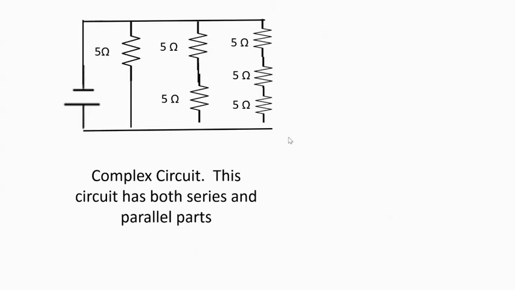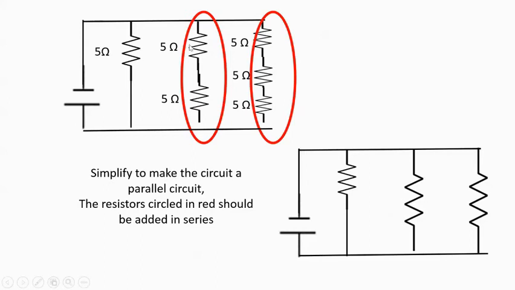So the way you would do this is you would simplify the circuit so it was either one way or the other. So either simplify it to be a series circuit or simplify it to be a parallel circuit. And it looks like this will be easier to simplify and make a parallel circuit. And the way I do that is for each branch, I'll just add these up. So these two 5 ohm resistors in this branch are equivalent to one 10 ohm resistor. And then these three 5 ohm resistors in this branch are equivalent to a 15 ohm resistor.